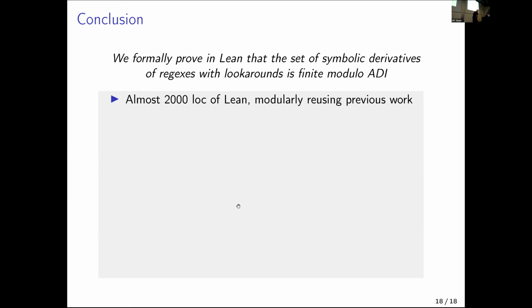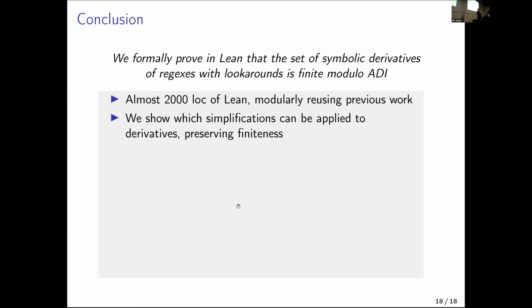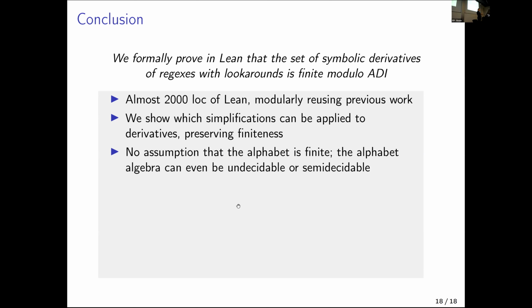Okay, so we have a proof of finiteness for this extended set of regular expressions with lookarounds using symbolic derivatives. It's about 2,000 lines of code, and we build on some previous results. We showed which simplification rules can be applied and preserve finiteness. So there is no assumption that the alphabet is finite, and since we're working modulo an alphabet algebra, it's actually a little bit more general in the sense that the alphabet algebra itself can be undecidable.